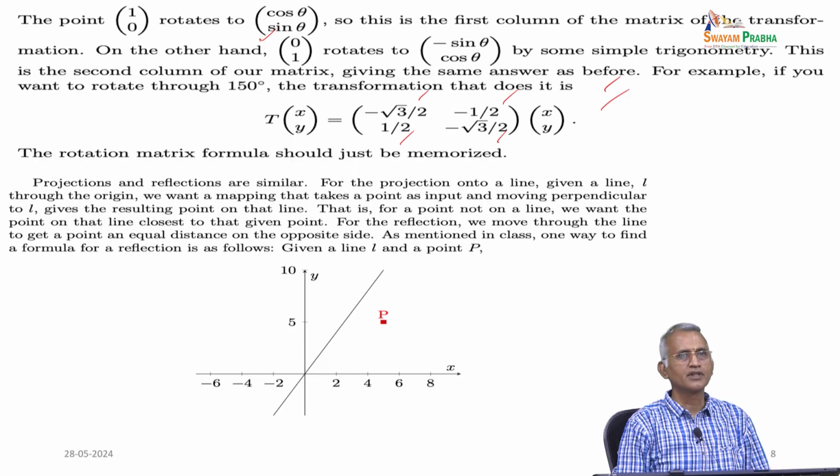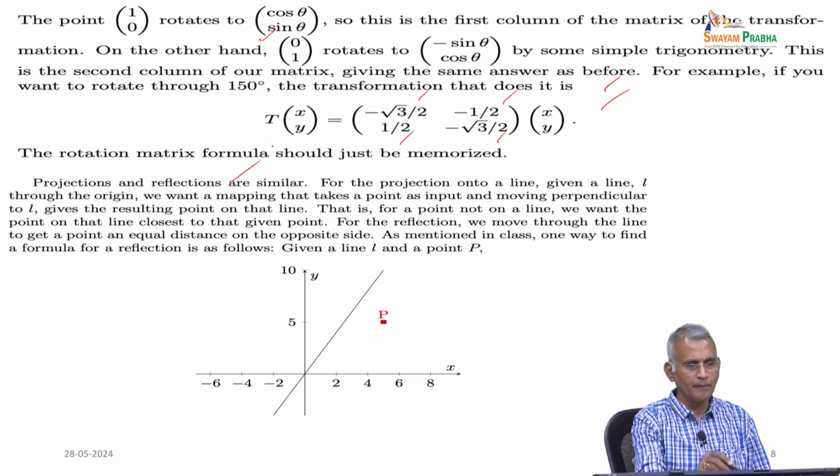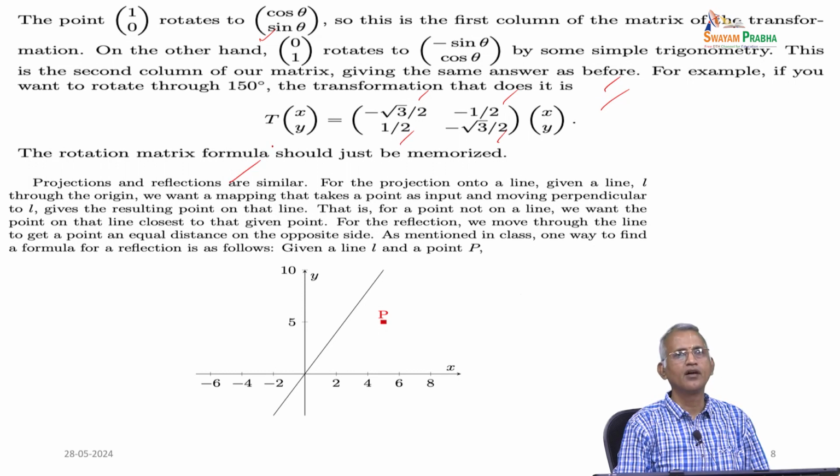Now, the projection and the reflection are similar. For the projection onto a line, given a line L through the origin, we want a mapping that takes a point as an input and, moving perpendicular to L, gives the resulting point on that line. That is, for a point not on a line, we want the point on the line closest to the given point. For the reflection, we move through the line to get the point at equal distance on the opposite side.